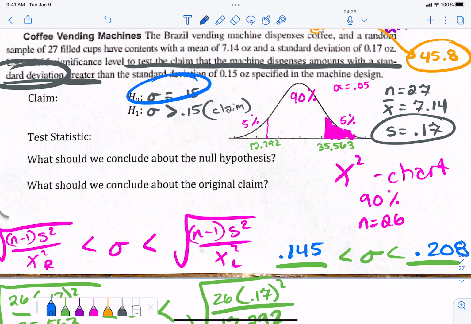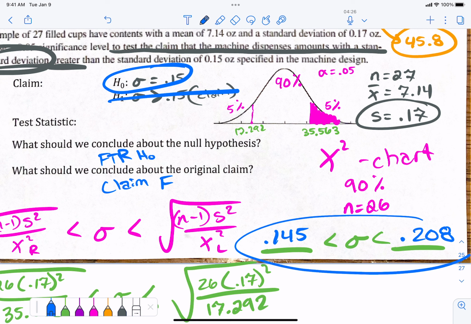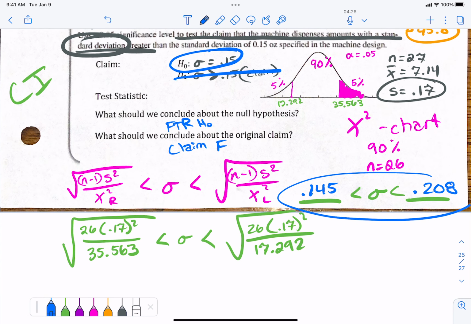Okay, now we have to just make our decision. This is where sigma must live. Does 0.15 live in there? Yes, it lives in between. So we're going to circle this one, cross this one off. So fail to reject H-naught. The claim is false, right? Yes. Good. Stay there, please. I'll zoom out a little bit so you can see my formula and stuff. Okay, Emma, happy with that?